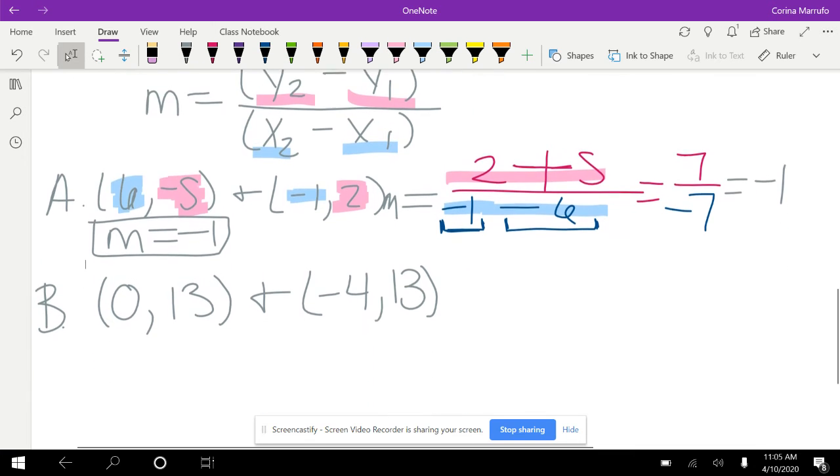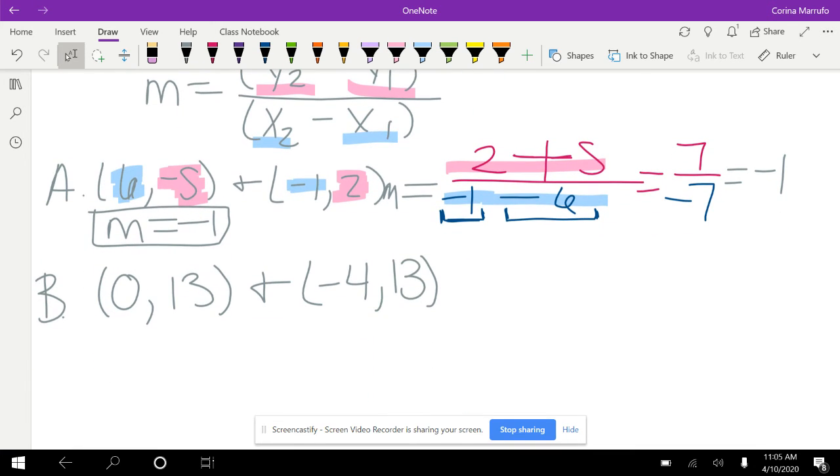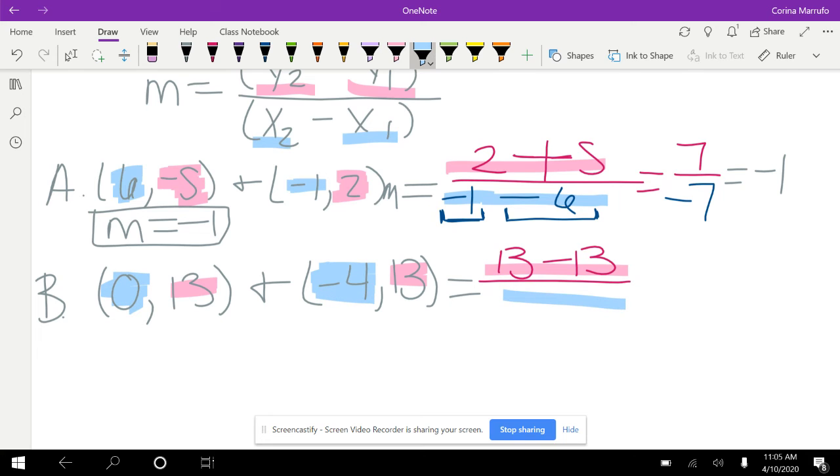All right, let's look at the next one. So on this one, we have 0, 13 and -4, 13. So then we're going to go ahead and subtract the y values on top. So my y values here are 13 and 13. So on the top, we're going to do 13 minus 13. And then on the bottom, my x values starting with the second point are -4 and 0. So on the bottom, we're going to do -4 minus 0.